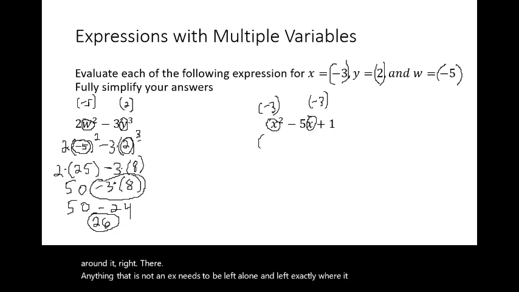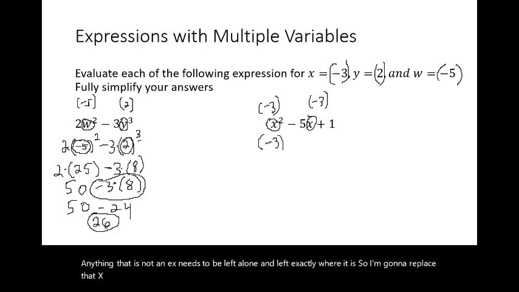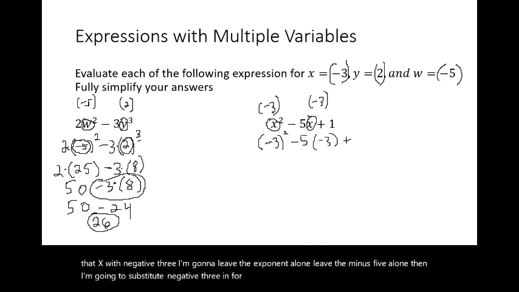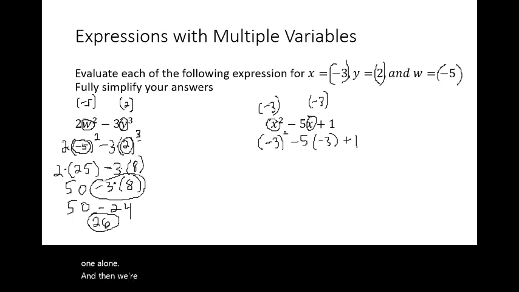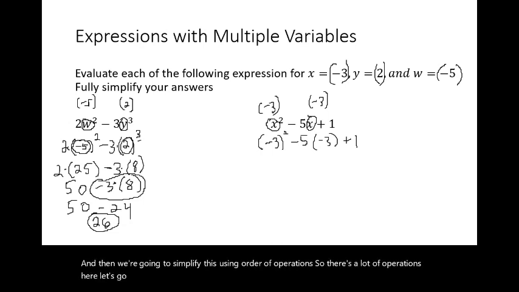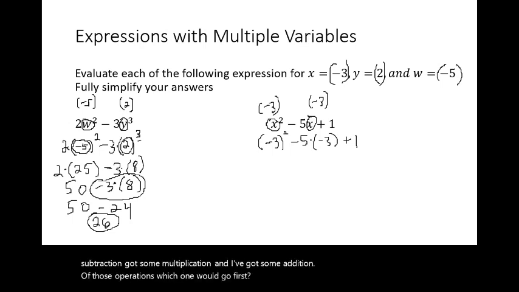So I'm going to replace that x with -3. I'm going to leave the exponent alone, leave the -5 alone. Then I'm going to substitute -3 in for that x, and then I'm going to leave the +1 alone. And then we're going to simplify this using order of operations. So there's a lot of operations here. Let's go through what we've got and see which should go first. I've got an exponent, I've got subtraction, some multiplication, and I've got some addition. So of those operations, which one would go first? The exponent would go first, so I'm going to do the exponent first.